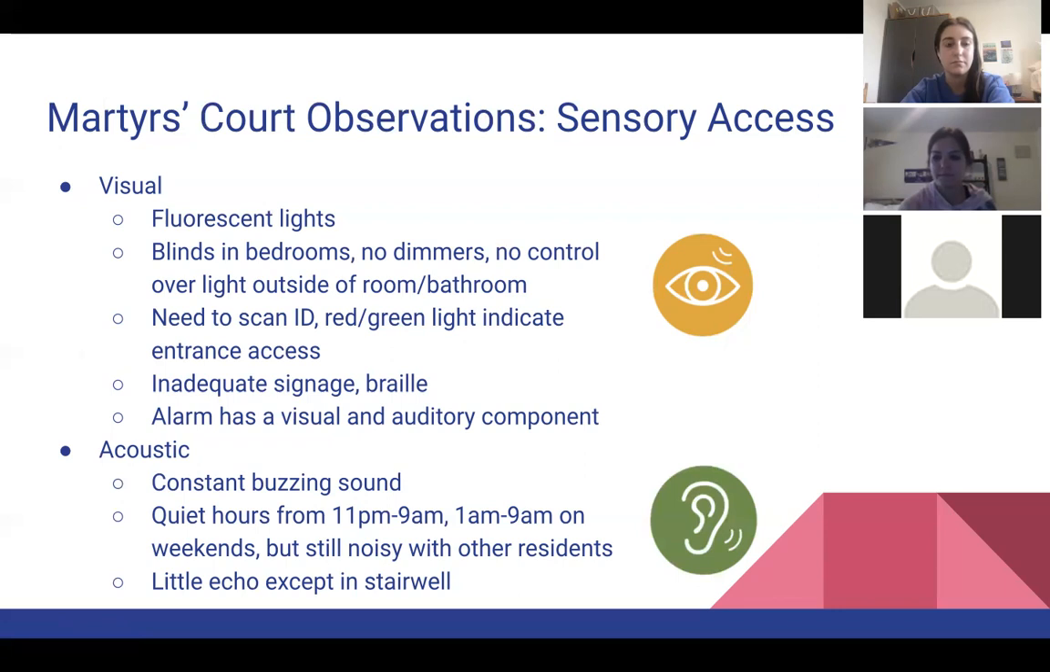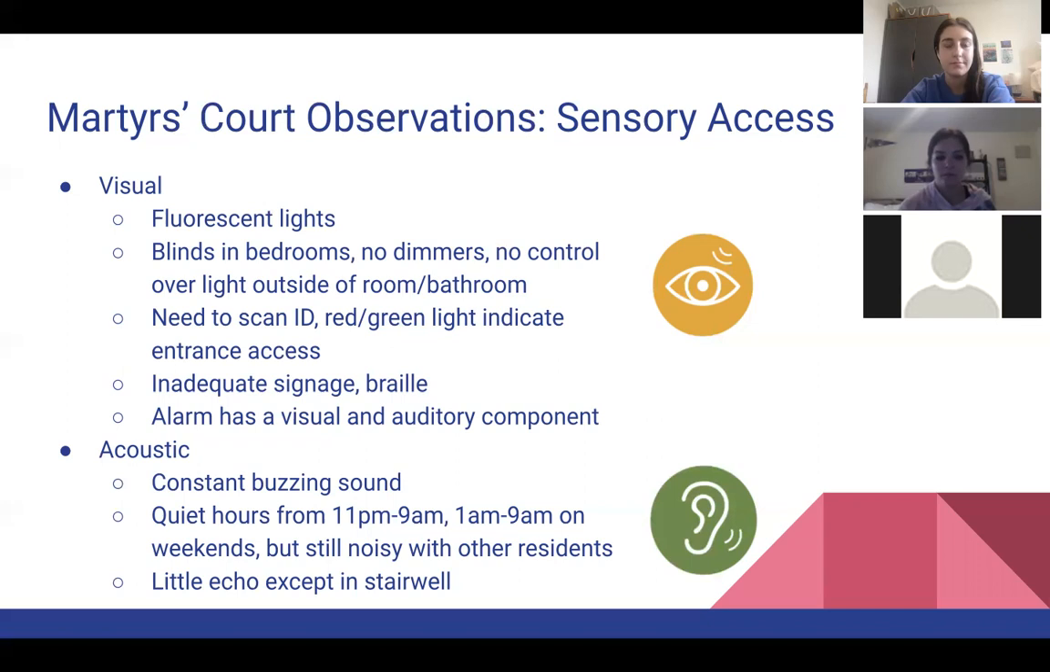So for those that are colorblind, differentiation might be difficult. And then the signage and access to Braille was inadequate. Bella will talk a little bit more about this, but it is an important visual aspect of accessibility, so I wanted to note it. And then one good thing, the alarms in the building had both a visual and auditory component, which makes it accessible to anyone that's deaf or hard of hearing, as well as visually impaired.